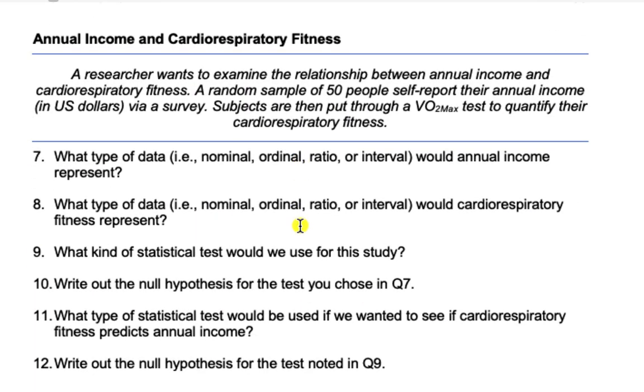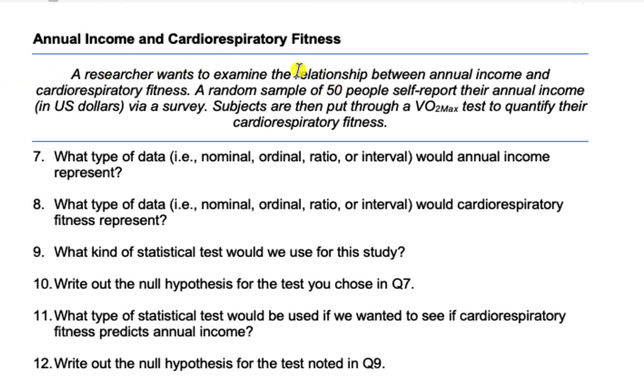Our second example is looking at annual income and cardiorespiratory fitness. So a researcher wants to examine the relationship between annual income and cardiorespiratory fitness. A random sample of 50 people self-report their annual income in US dollars via a survey. Subjects are then put through a VO2 max test to quantify their cardiorespiratory fitness. So what type of data would annual income represent?